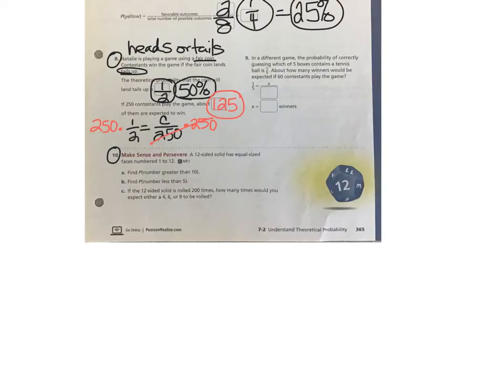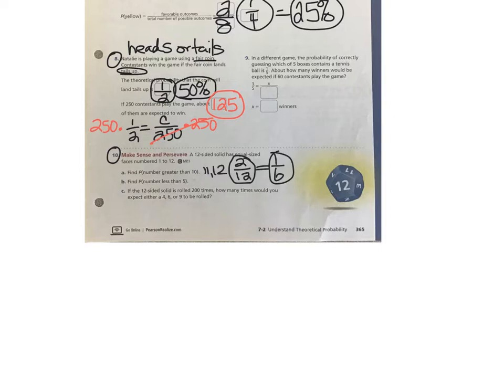Number 10. A 12-sided solid has equal-sized faces numbered 1 to 12. A. Find the probability of a number greater than 10. Well, first make a list of all the numbers greater than 10 on that 12-sided solid. Those numbers would be 11 and 12. So there are 2 outcomes out of 12 outcomes that produce a probability for a number greater than 10, which is 1 out of 6.